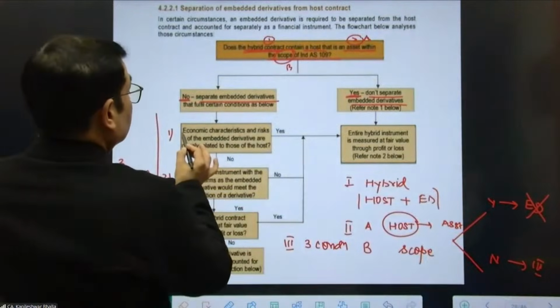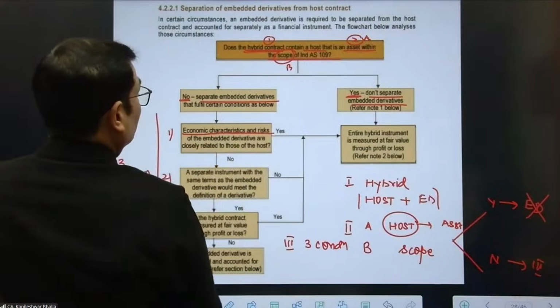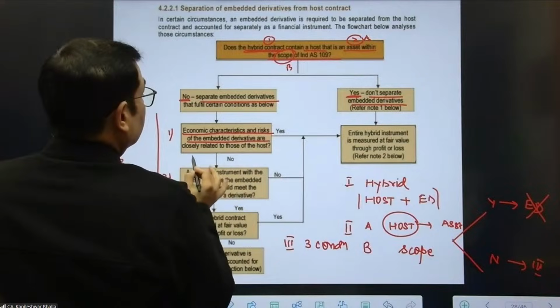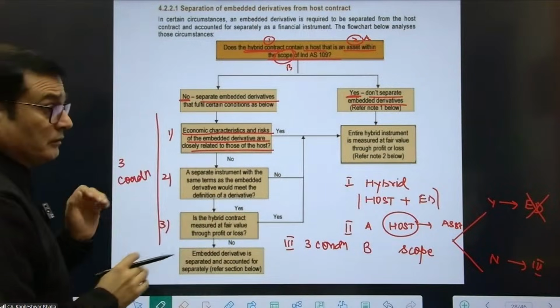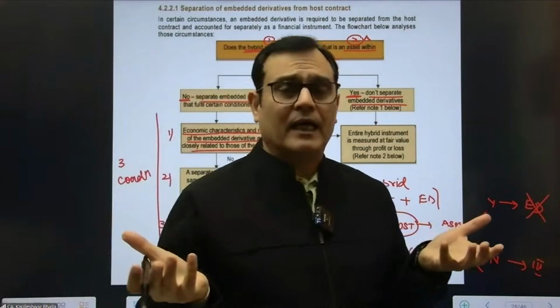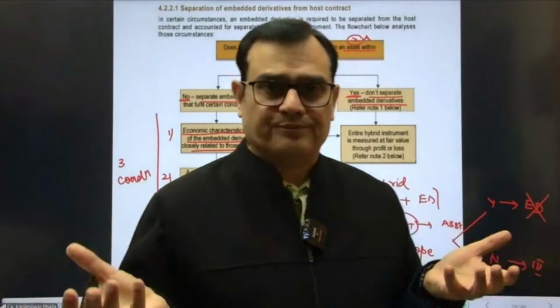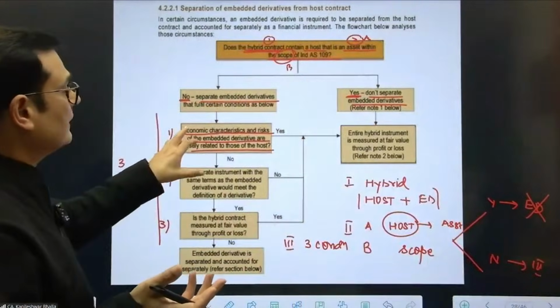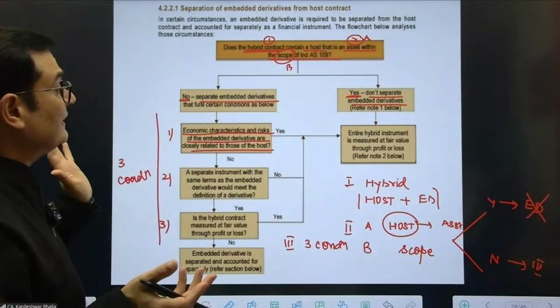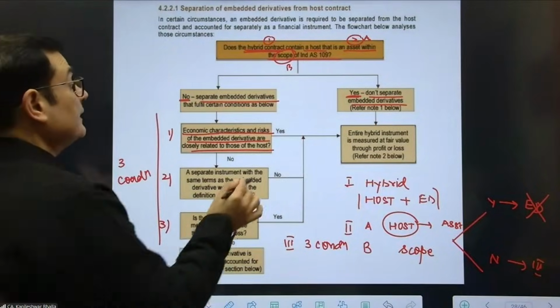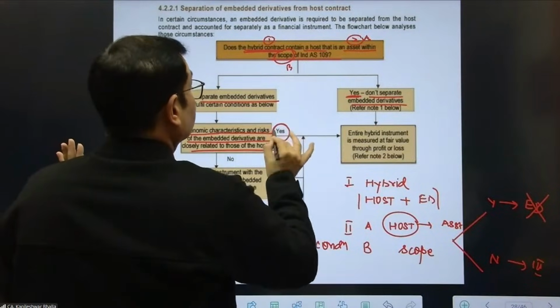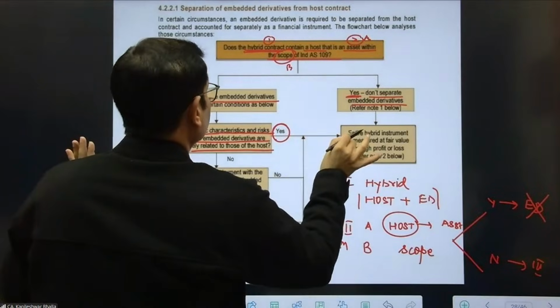The first condition is that the economic characteristic and risk of the ED is closely related to the host. Now you'll say, what does this mean? I just call it ECR: economic characteristic and risk of the ED and the host are closely related. If you say yes, they are closely related, no segregation is done.